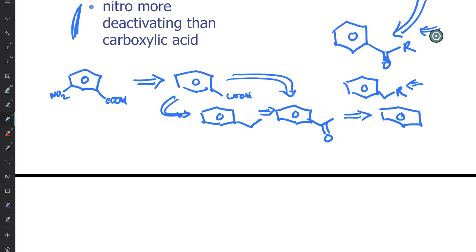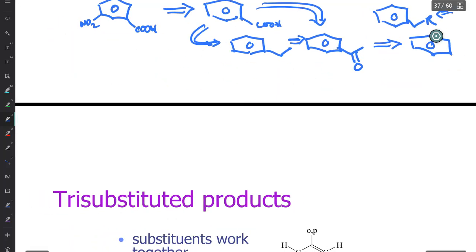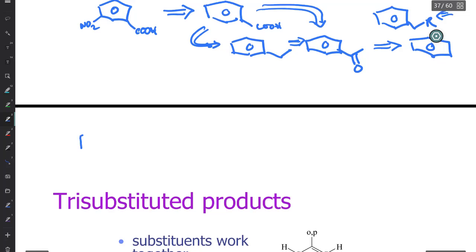So the thing that you will end up doing is in the forward direction. Okay, so we're going to do that here. Going to start with benzene. We're going to do the Friedel-Crafts acylation, and you'll fill in the reagents there.